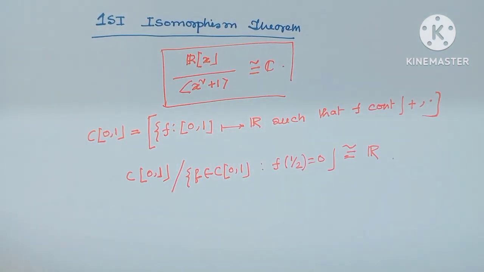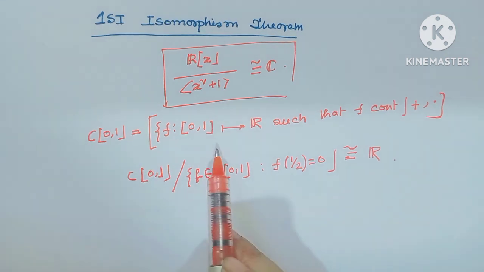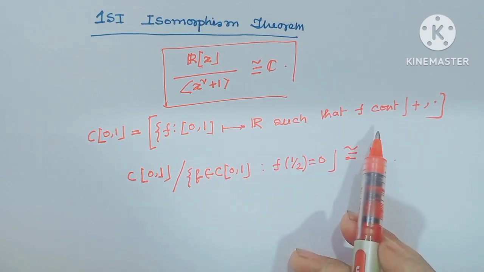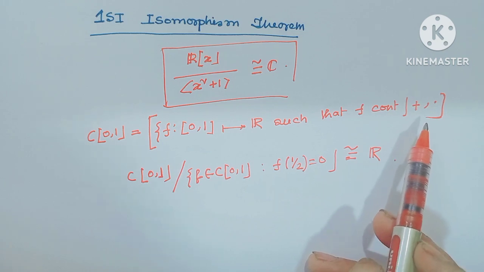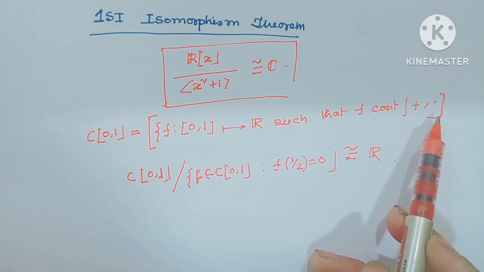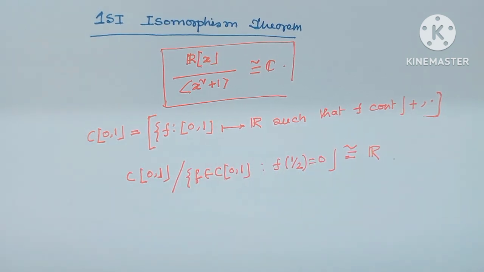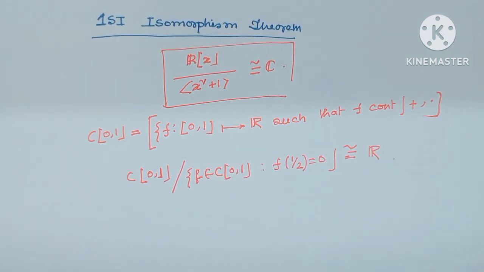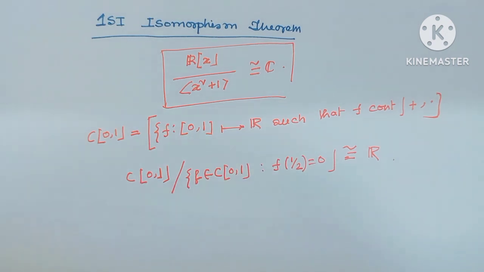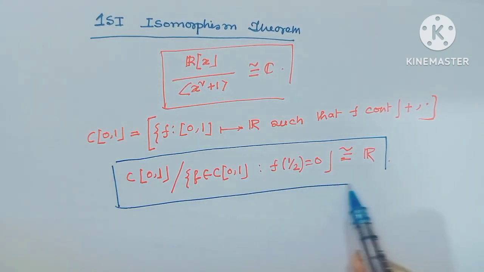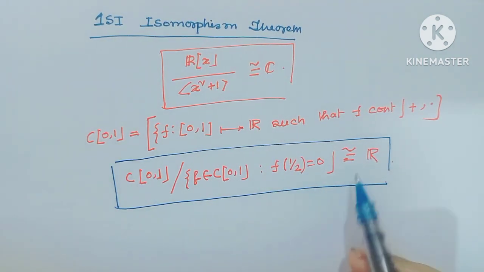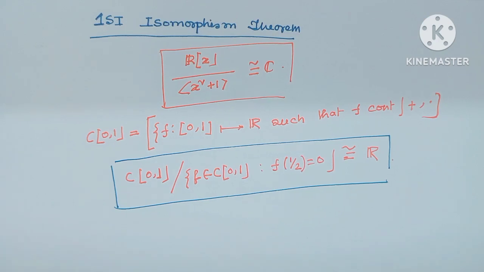Also we will see, we all of us know C[0,1], the set of all continuous functions f from [0,1] to R such that f is continuous. This is a ring with respect to the operations addition and multiplication. Then I will say C[0,1] modulo {f ∈ C[0,1] such that f(1/2) = 0} is isomorphic to the whole real numbers.